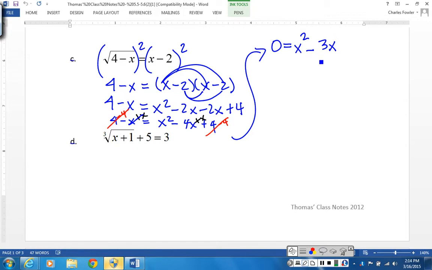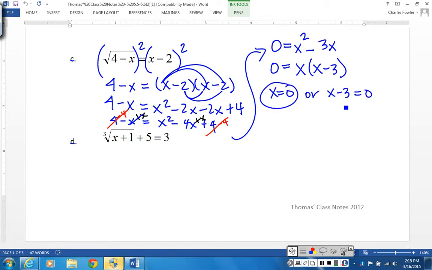Alright. The second step of solving equations is to factor. So we will factor out the GCF x, and we'll get x minus 3. And then we will set each factor to 0. So notice that in this case, we end up with 2 solutions. 2 solutions. We need to check both.